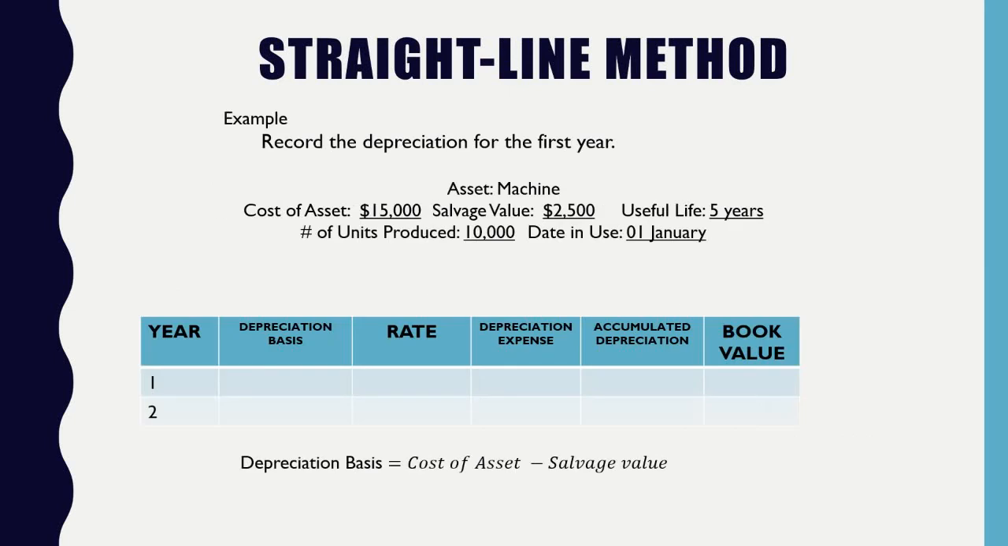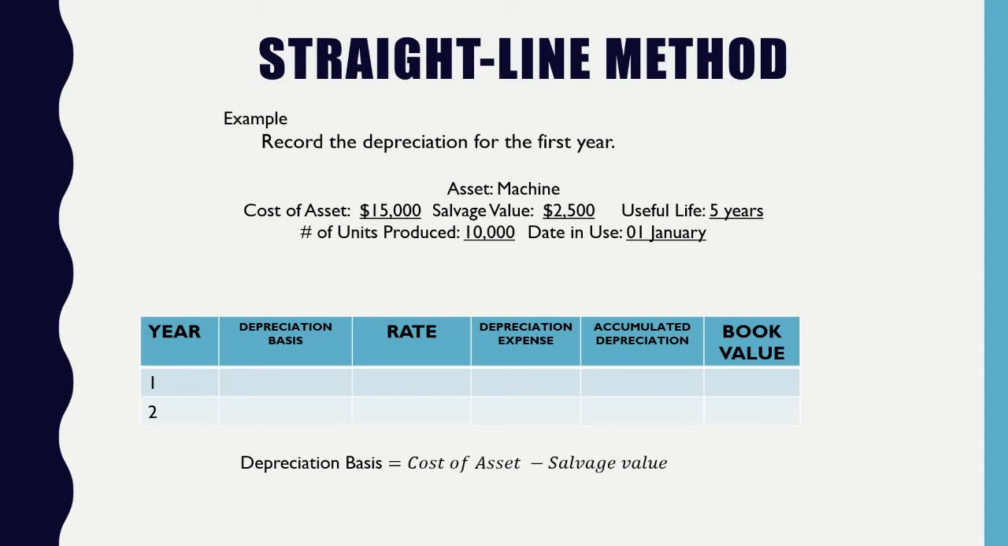So let's go ahead and dive right into our first example, where we have an asset where we bought a machine and the cost of it was $15,000. And again, its salvage value was $2,500. Its useful life is 5 years, and the number of units that it could produce is 10,000. And the date that we placed into service was January 1st, okay? So already right here, we have our components that we need to be able to solve for our depreciation.